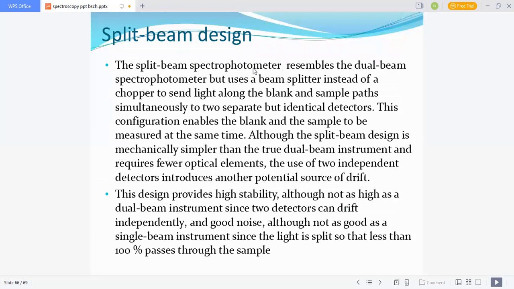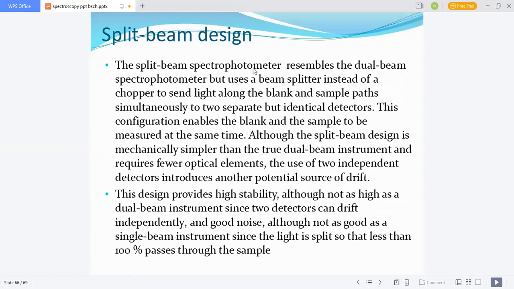Split beam design. The split beam spectrophotometer resembles the dual beam spectrophotometer, but uses a beam splitter instead of a chopper. A beam splitter causes the light to separate and allows the blank and the sample to be measured at the same time. Because the split beam design has fewer moving mechanical parts and optical elements, it reduces the analytical source of error. This provides higher stability, though not as high as the dual beam instruments.